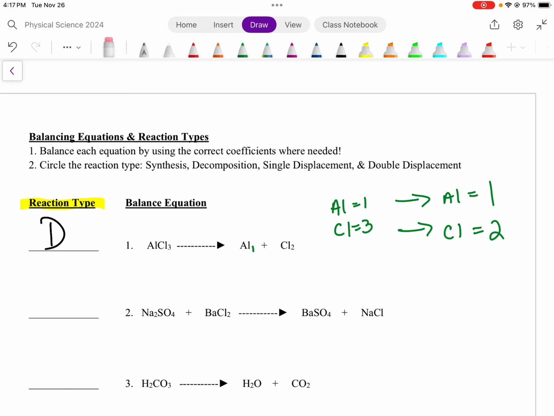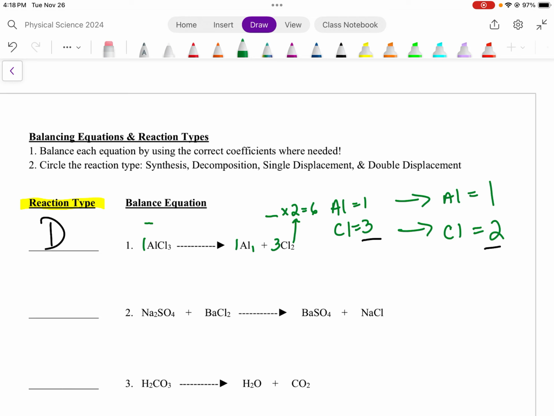If I look, my aluminums are balanced, chlorines aren't, but I've got a 2 and a 3. And so in order to get that balanced, what number do 2 and 3 go into evenly? Well, they go into 6. And so here, I'll put these back out here just in case you want to see them. So here, some number, that's where the 2 came from. I need to get to 6. Well, what number times 2 gets me to 6? That would be a 3.